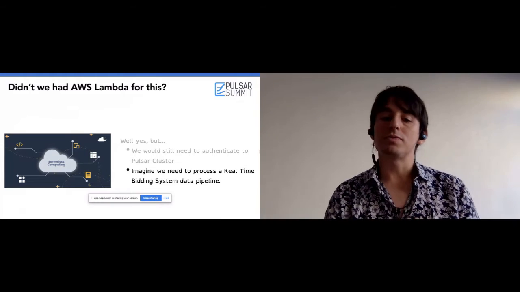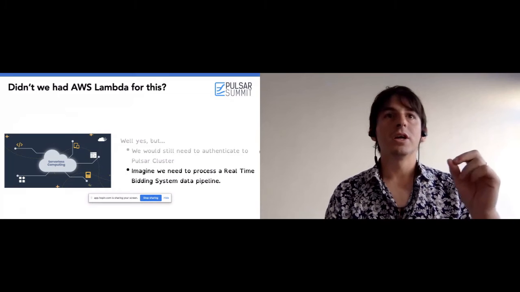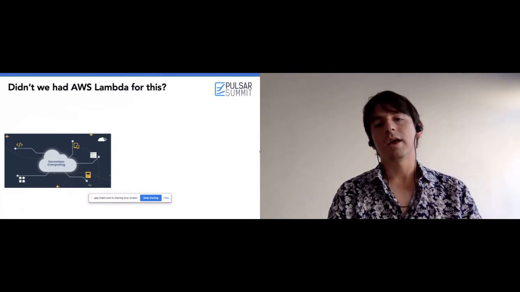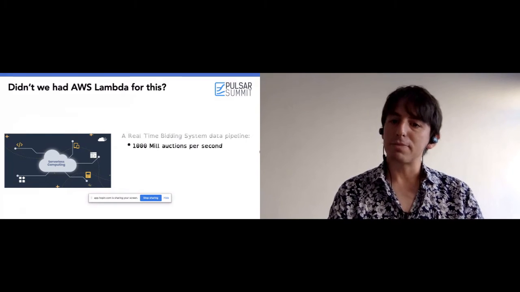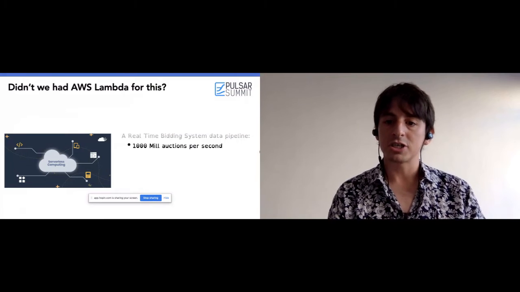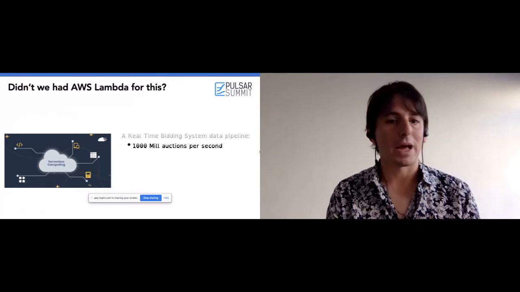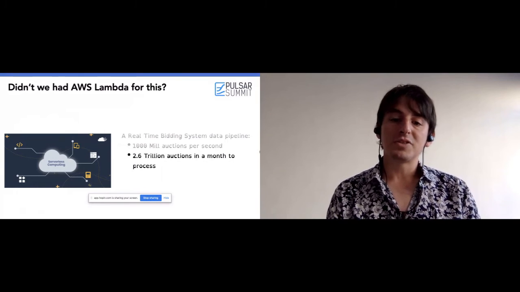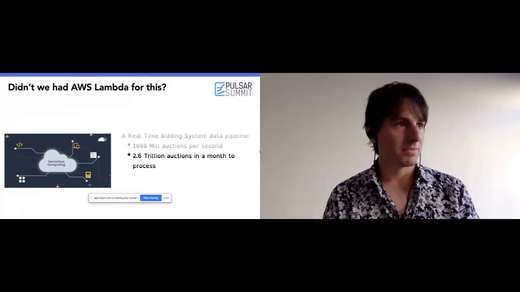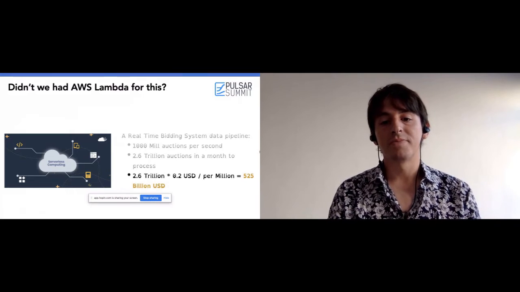Let's suppose you have to process a real-time bidding system. A real-time bidding system is the place where you need to process every auction that comes from mobile, and let's see what happens. In this pipeline, we have American billion auctions per second. So each one of those is a request that we need to process in our data pipeline. That means 2.6 trillion, times 10 to the 18, auctions in a month to process.